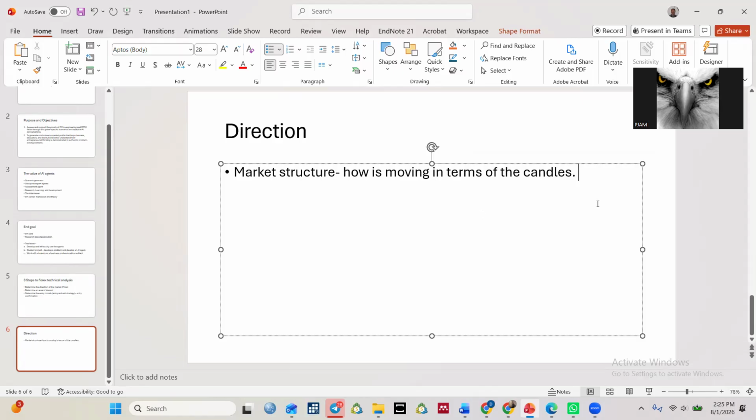So when you look at every market or every price of an asset, you would see three types of structures. You will see a bullish structure, a bearish structure, and then you will see a ranging or sideways structure.